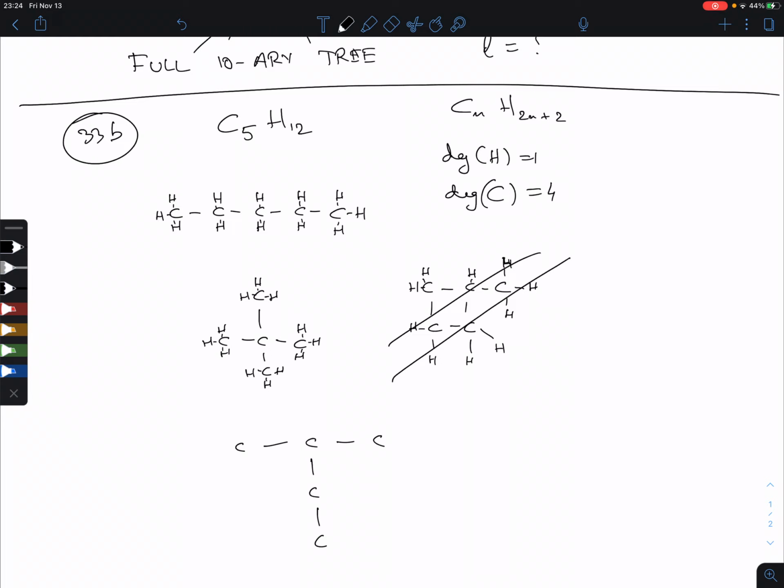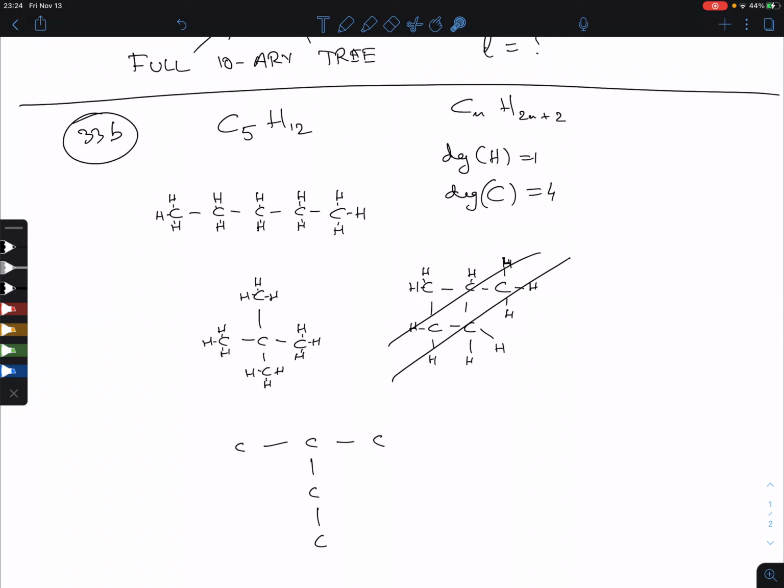Bonding like this, and so what you can do is look at the subtree consisting of the carbons. Just look at the carbons. Ignore all the hydrogens, all the H's. Then this is just a line, right? This is a different graph, right? And this is yet a different graph. Why are they different graphs?